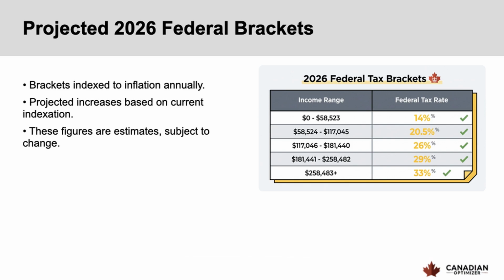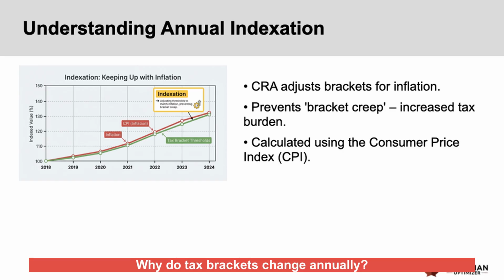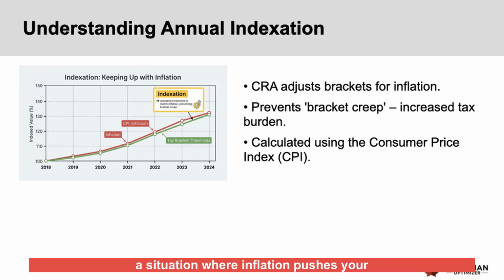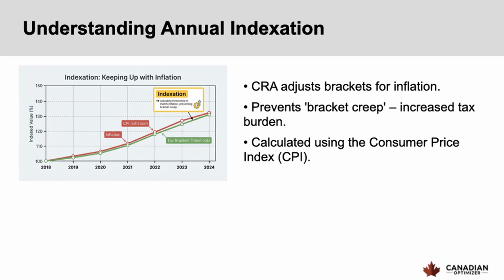Why do tax brackets change annually? The Canada Revenue Agency, or CRA, automatically adjusts the federal tax brackets and many tax credit amounts each year based on inflation. This process is called indexation. Its primary purpose is to prevent bracket creep, a situation where inflation pushes your income into higher tax brackets, even if your real purchasing power hasn't increased.